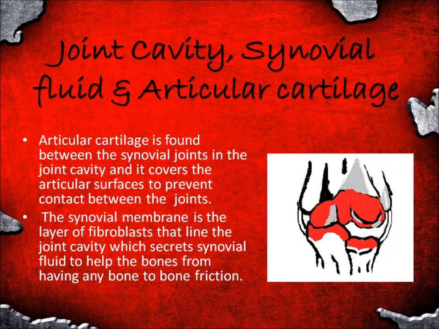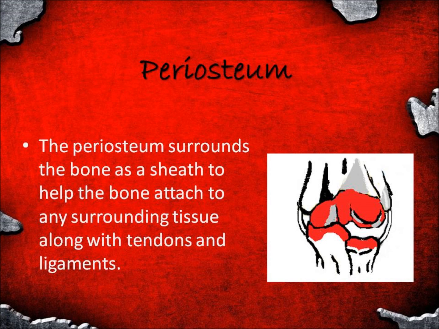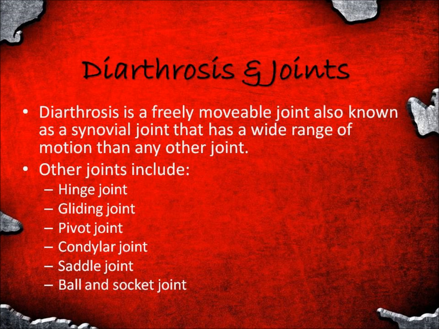The synovial membrane is the layer of fibroblasts that line the joint cavity, and they secrete synovial fluid that helps keep the bones from having any bone-to-bone friction. Next we'll be talking about the periosteum. The periosteum surrounds the bone as a sheath, and it helps the bone attach to any surrounding tissues, along with tendons and ligaments. The synovial joint is also known as a diarthrosis, which is a freely movable joint, and it has a wider range of motion than any other.